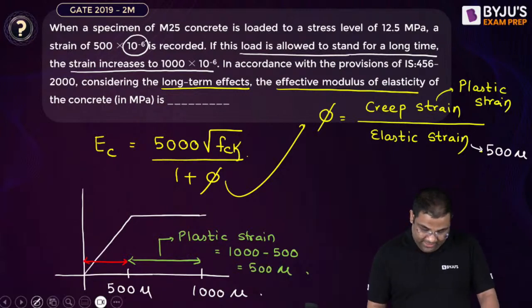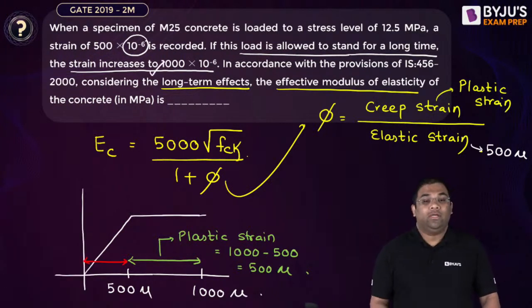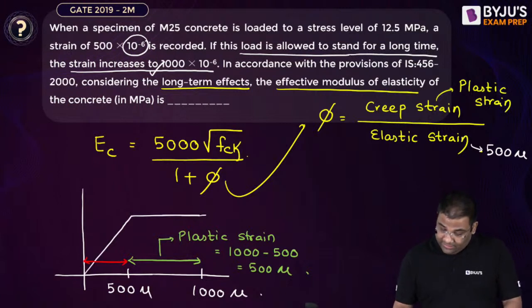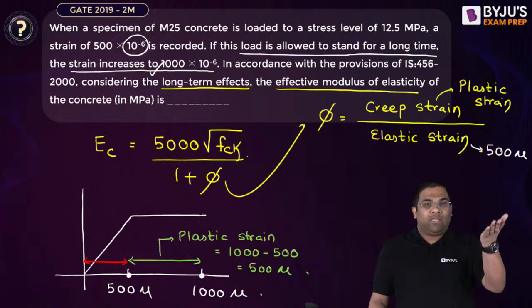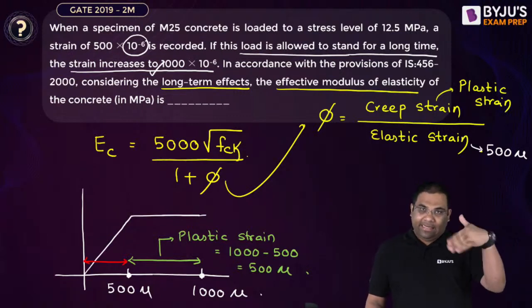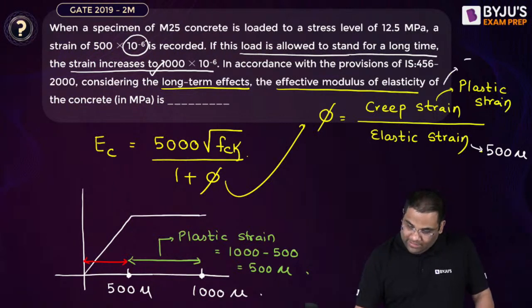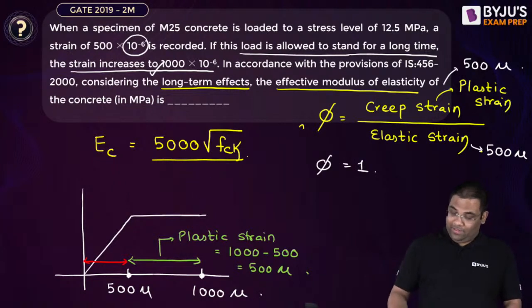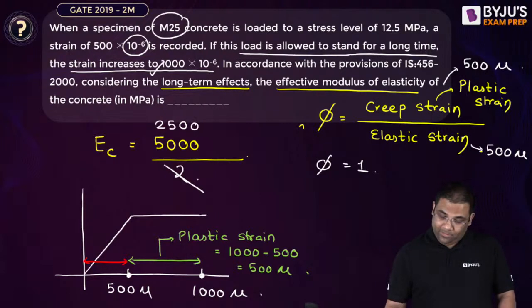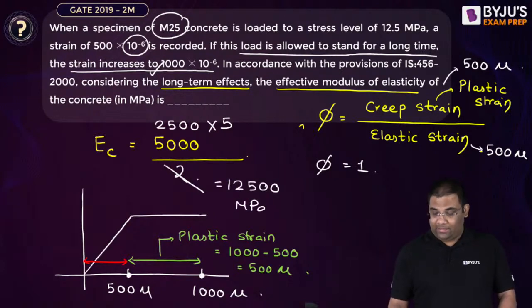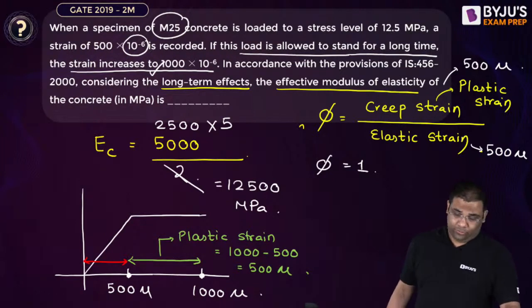Because when it is written, increases to, it's not increases by, it is increases to. So initially it was 500, then it increased to 1000. So initially 500 was the elastic, then increase to 1000, that means the increase is 500. That increase is the plastic one. So game over. So phi is actually 1. So we'll put here 1 plus 1, 2, so 2500, and you see it is given M25 concrete, so root FCK will be 5. So very simple question, 12,500 MPa is the right answer. Very simple, straightforward question. Let us go to the next question.